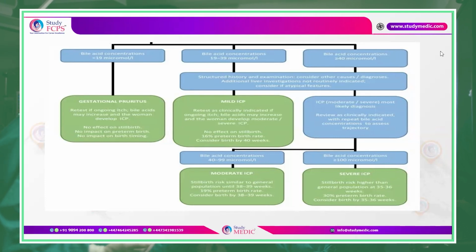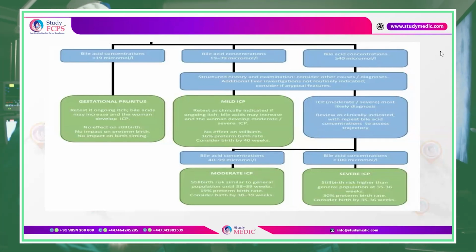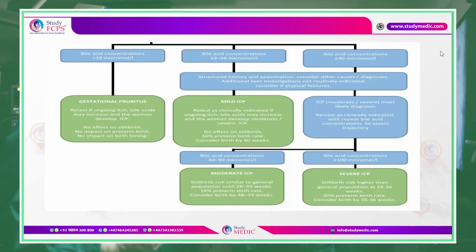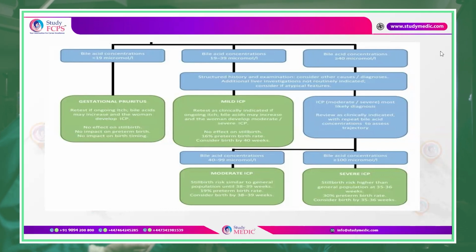And we have to counsel the patient that the risk of stillbirth would be similar to the general population, and 19% of preterm birth rate is there. We also counsel the patient that planned birth will be considered by 38 to 39 weeks. This was all about gestational pruritus, mild and moderate.